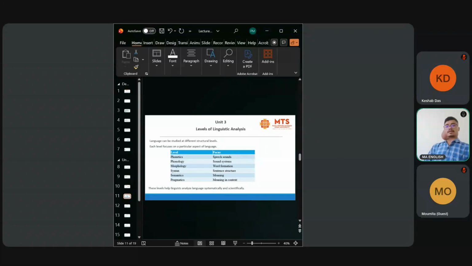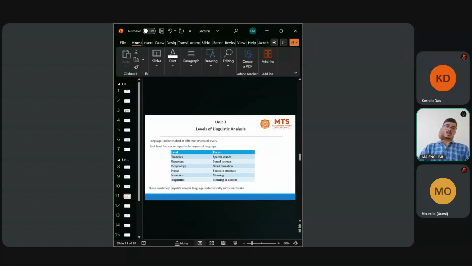The first level is phonetics. I've already said phonetics is the study of speech sounds, how they are physically produced by the organs of speech, like the tongue, lips, teeth, and vocal cords, how they travel through the air as sound waves, like transmission of sound, and how they are perceived by the listener. Okay, so that is all about phonetics. And phonetics does not concern itself with meaning. It is purely about sound as physical evidence.